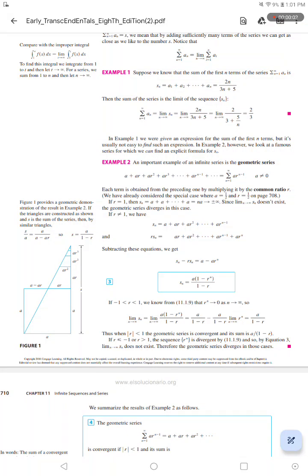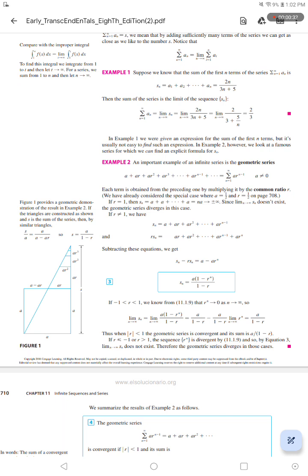Example 1. Suppose we know that the sum of the first n terms of the series, the sum from n equals 1 to infinity of a sub n, is s sub n equals a sub 1 plus a sub 2 plus all the way through to a sub n equals 2n over 3n plus 5.